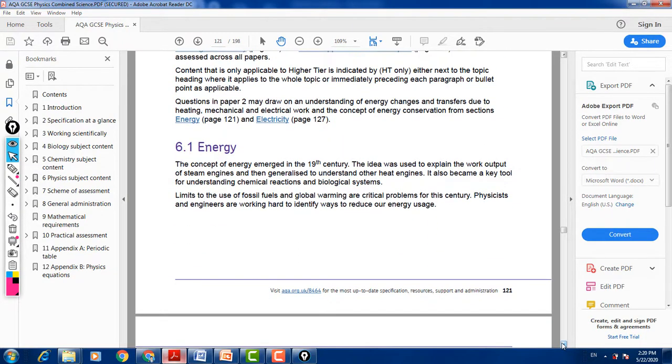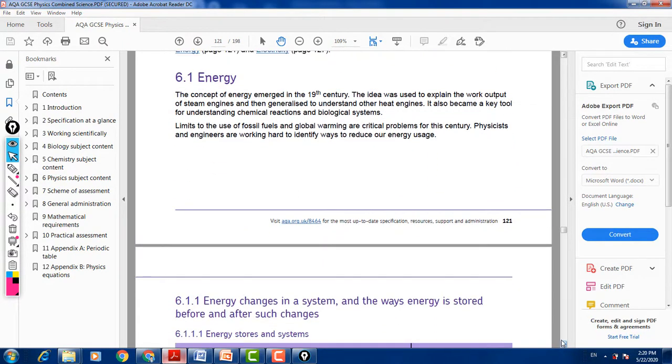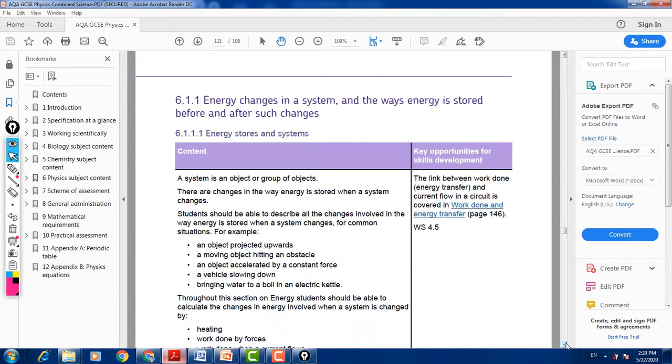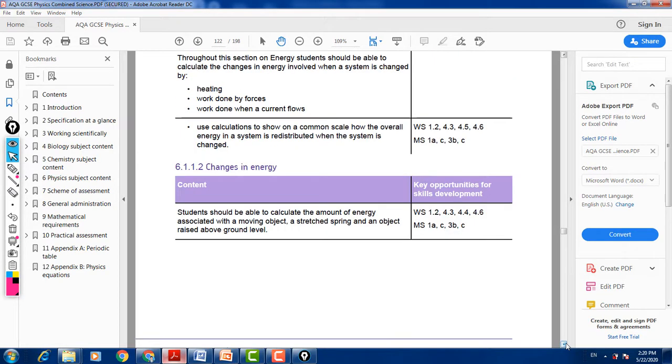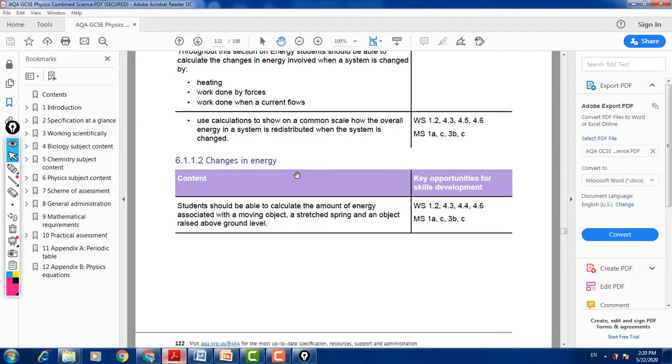So number one, energy. In energy, we'll discuss the energy changes in a system and the ways energy is stored before and after such changes. The first topic that we'll discuss in energy will be energy stores in a system. Then the next topic would be the changes in energy, in which we will see the change from the gravitational potential energy to the kinetic energy and stuff like that.